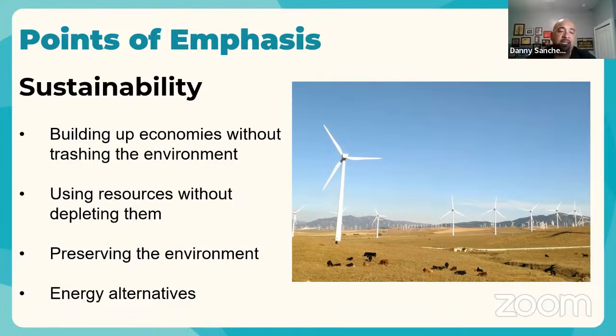So the idea of preserving the environment, and you see on the right the picture of the wind turbines, the idea of energy alternatives, finding ways for renewable energy, which are going to be able to keep us going a lot further than what we use right now primarily for energy. Can you tell me in the chat what we use right now for energy that we know is not going to be around in the future, that it's eventually going to run out?